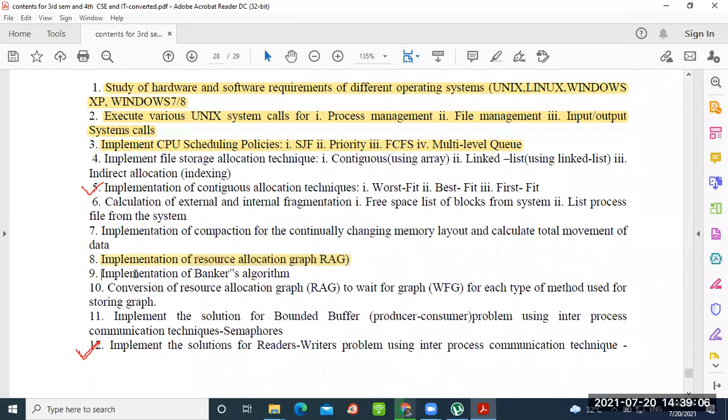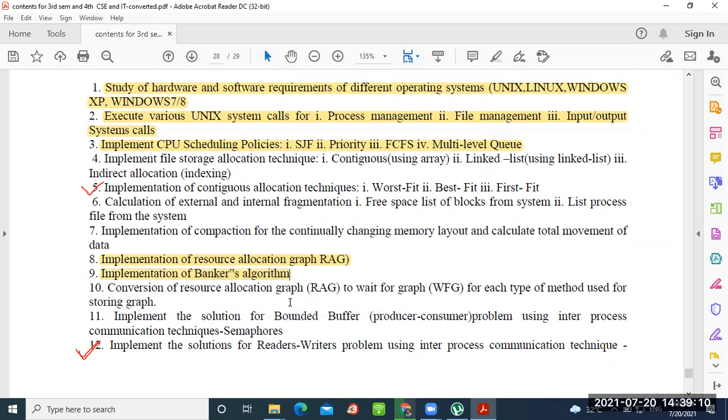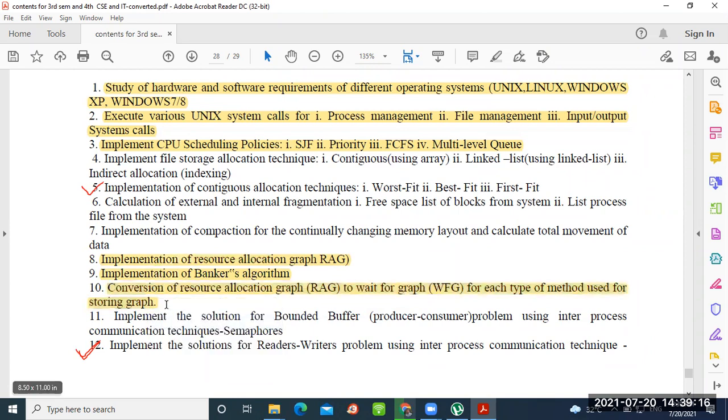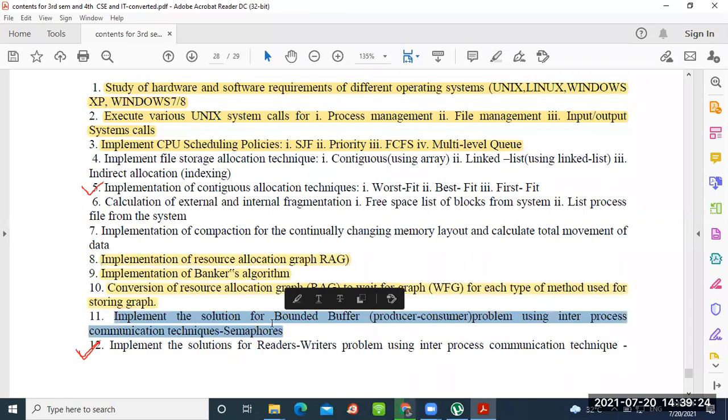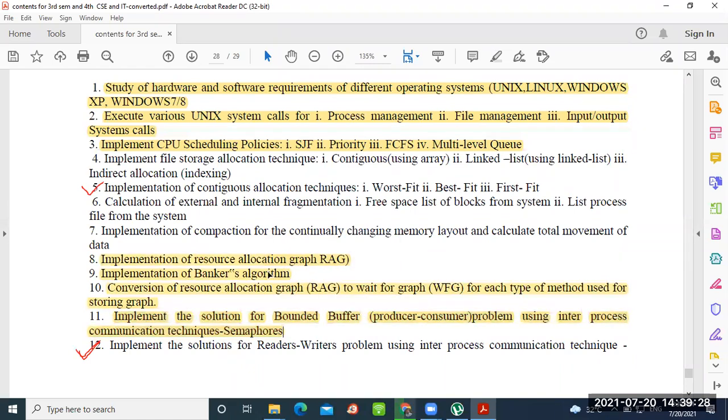And we have also completed the banker's algorithm. Yes or no? Did we complete it? Yes, sir. Those I'm highlighting are already completed. And we have also completed the producer consumer problem using the semaphore. So we are left with the reader writer problem that I will solve.